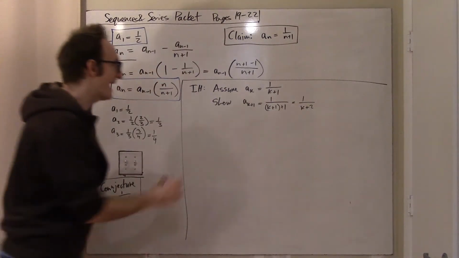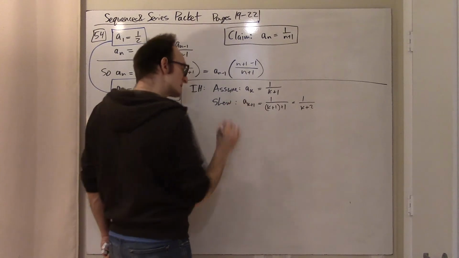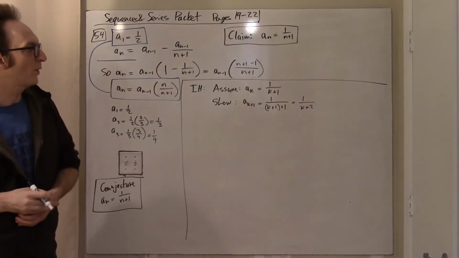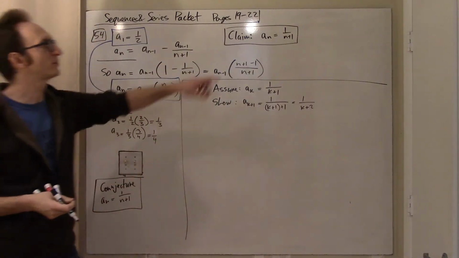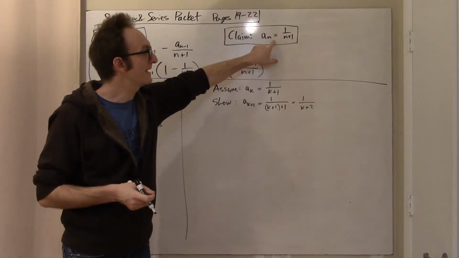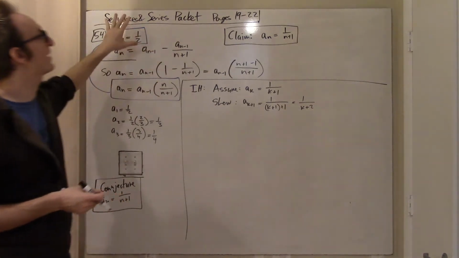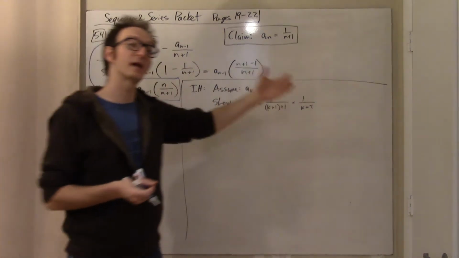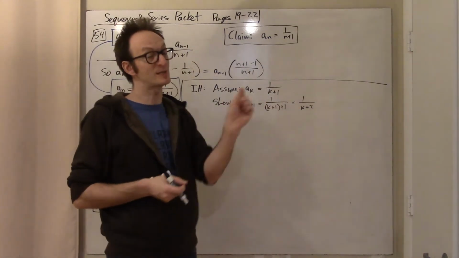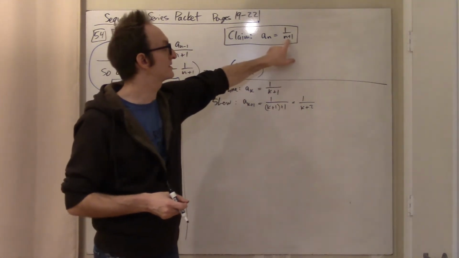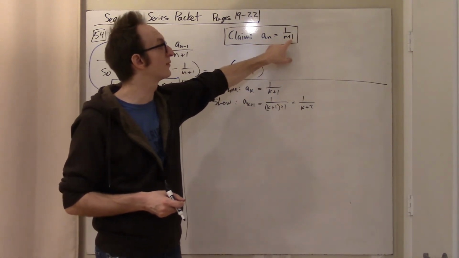Okay, so the algebra here is easy. What's hard is the logic of it all. What is really going on here? What's really going on here is that this sequence has been defined recursively. But I think that I have discovered an explicit formula. And I think that the explicit formula for it is the thing on the right.